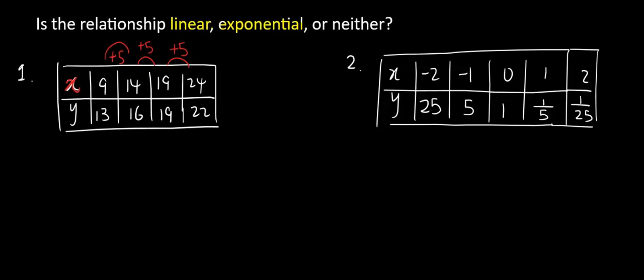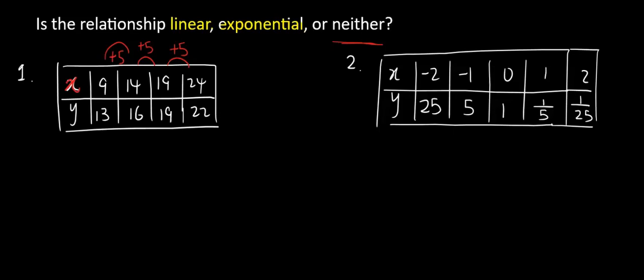If the y values give us a consistent difference that matches the x values' consistent difference, then we'll say this is linear. If it is a ratio, then we'll say that is an exponential relationship. If it is neither a consistent difference nor a consistent ratio, then we will say it's neither. All right, let's look at this.